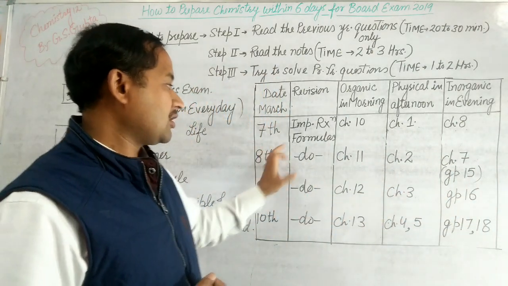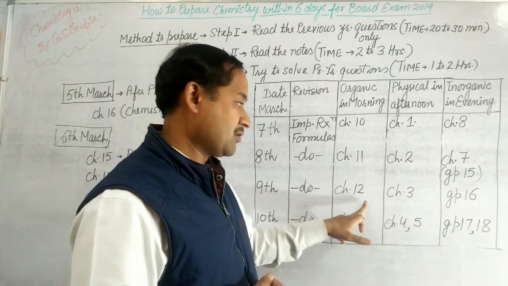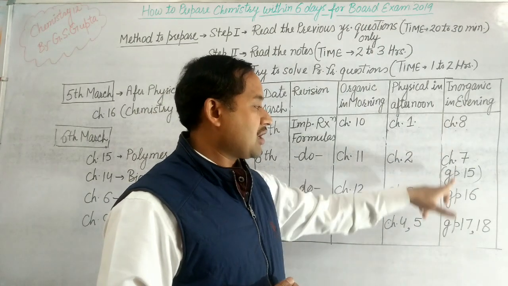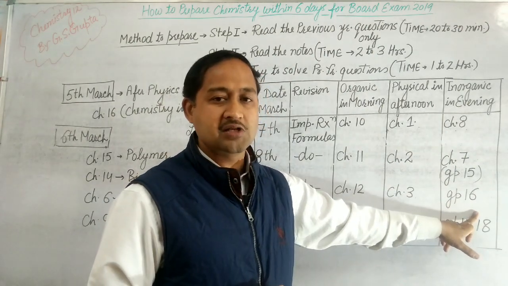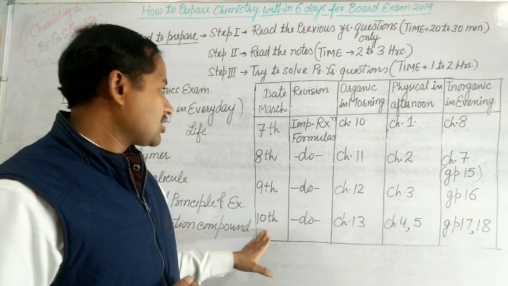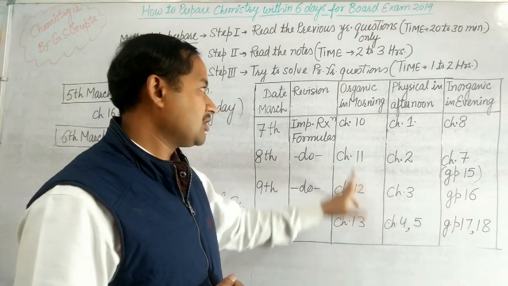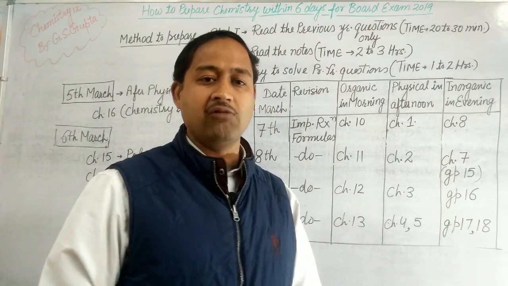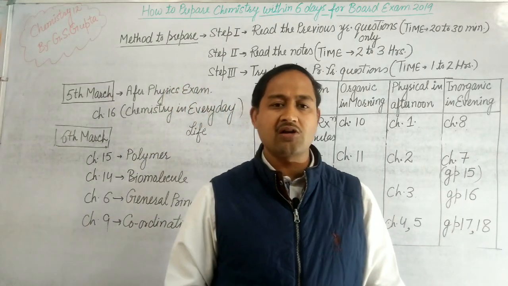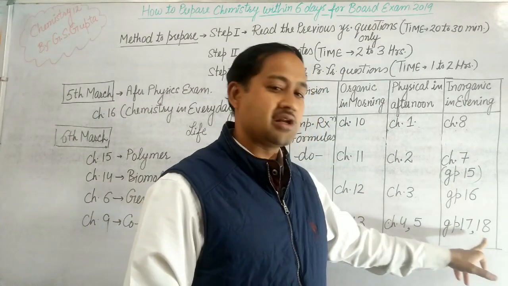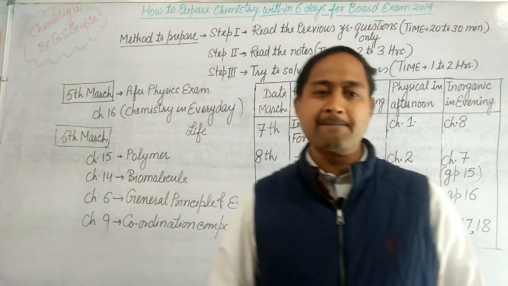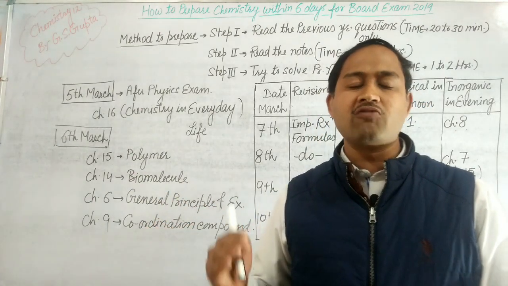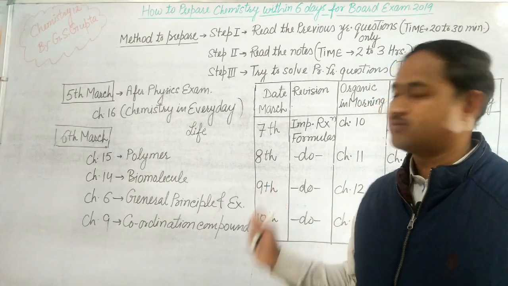On the 9th March in the organic segment you have to revise chapter number 12. In physical you have to revise chapter number 3. In inorganic you have to revise group number 16. On the 10th March you have to revise chapter number 13 in the organic segment. In the physical segment you have to revise chapters number 4 and 5, and in inorganic the remaining groups, that is 17 and 18. So according to this method, on 10th March you will have prepared your whole chemistry.